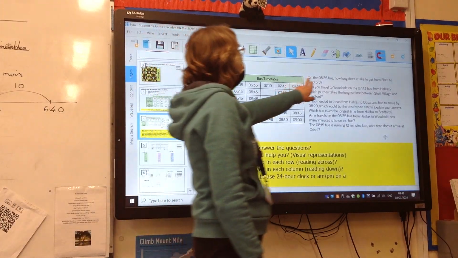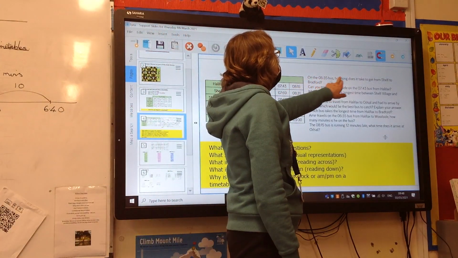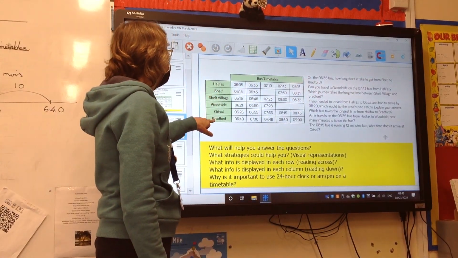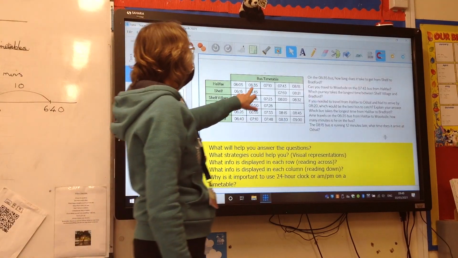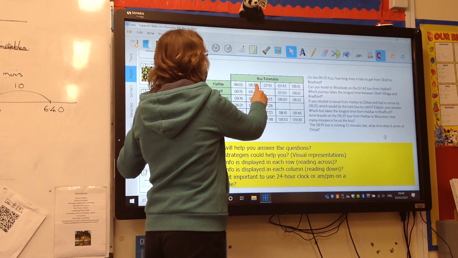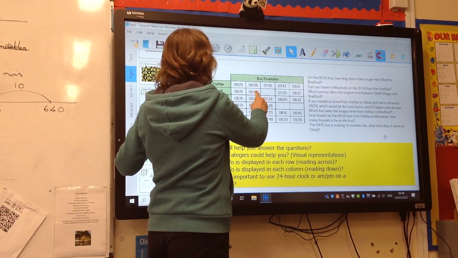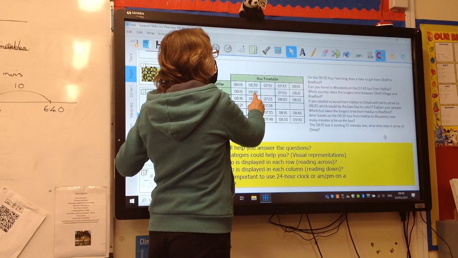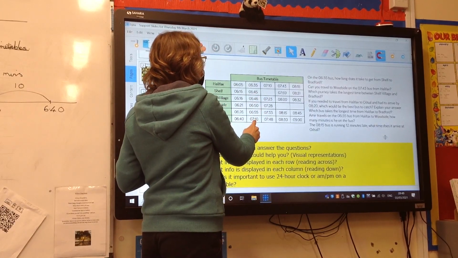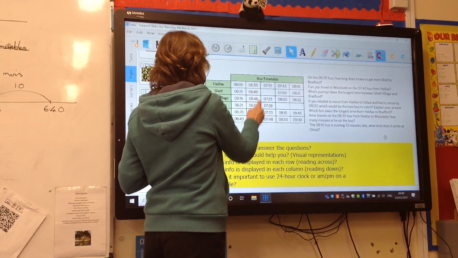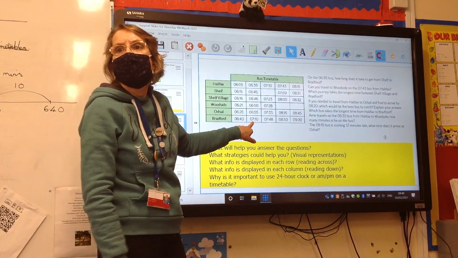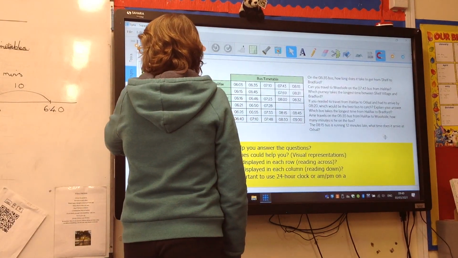Okay, on the 6:35 bus, how long does it take to get from Shelf to Bradford? There's Shelf, there's Bradford. And we're setting off on the 6:35 bus. So, how long would it take to get from Shelf, which is 6:45, to Bradford, which is 7:10? How long would that journey take from Shelf to Bradford? 6:45, 7:10. 25 minutes. 25 minutes. Good, well done.